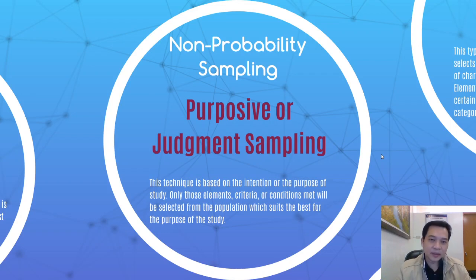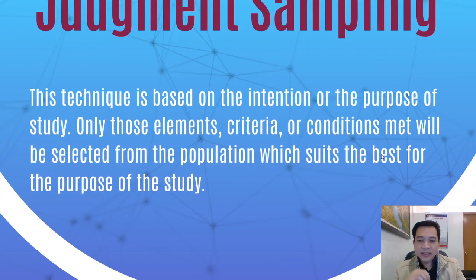Why purposive? Why judgment? Because the researcher has something in mind, or criteria or certain conditions that must be met in the selection of the participant. So if this technique or procedure is very much intentional, or the purpose of the study is for this certain condition, and you only need participants that qualify this condition, then this is the best sampling procedure for you. Only those elements, criteria, or conditions met will be selected from the population, which suits best the purpose of the study.